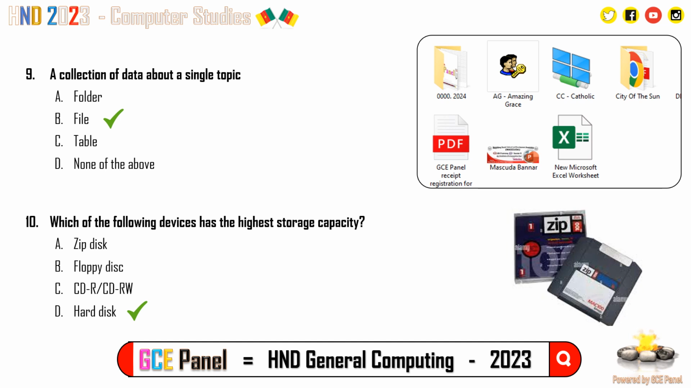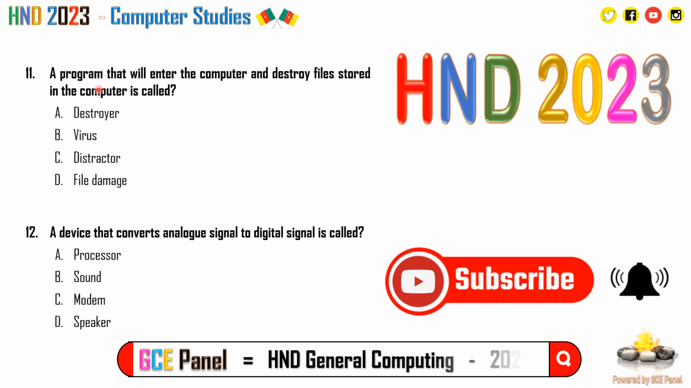Question 11. A program that will enter the computer and destroy files stored in the computer is called, so only a worm. A worm can replicate itself from one computer to another. But a virus cannot. So the key here says that the thing enters the computer and destroys files stored on the computer. Okay?